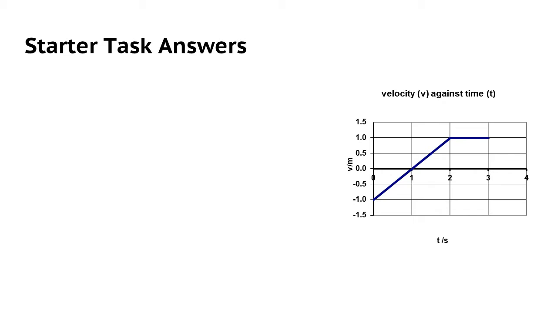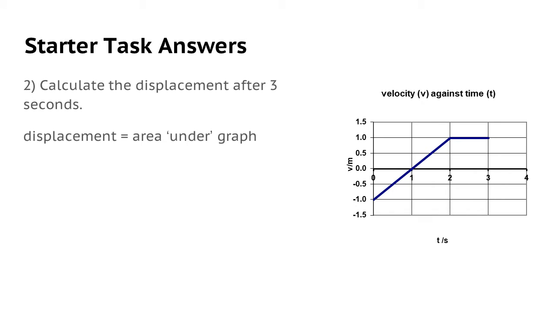Okay, the second question that you're being asked here was to calculate the displacement after 3 seconds. Now we can use the formula that we used last year, that the displacement was the area under the graph. The reason that under is in apostrophes here is because it doesn't, strictly speaking, apply in this case. I'll make it clear in a wee second.